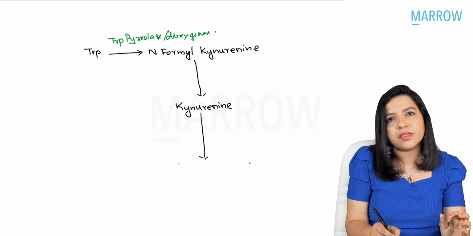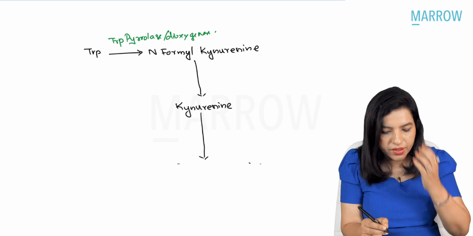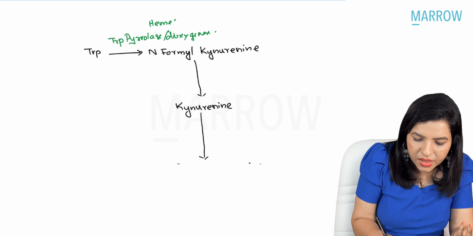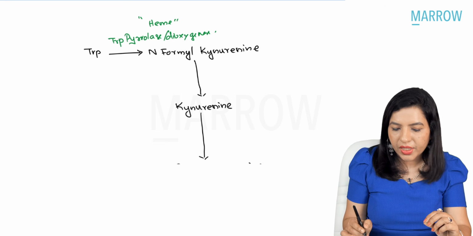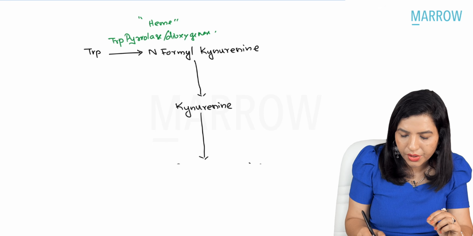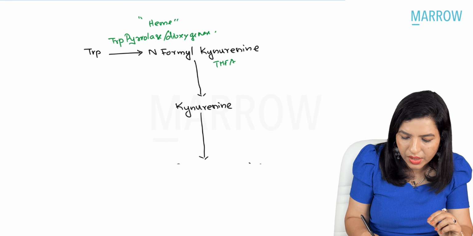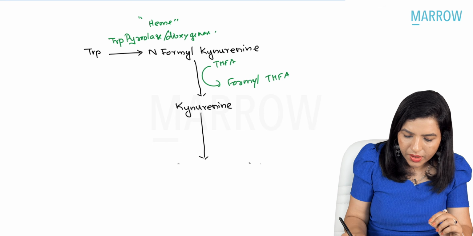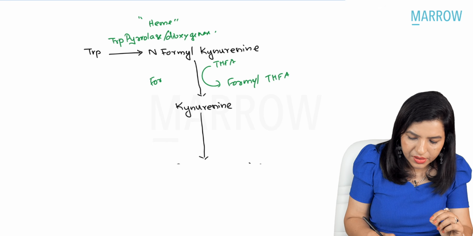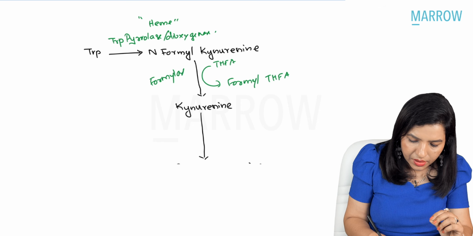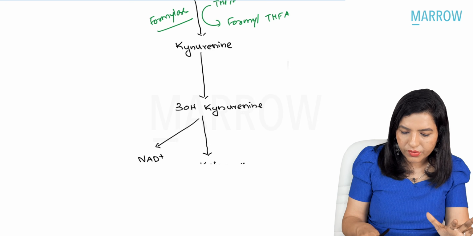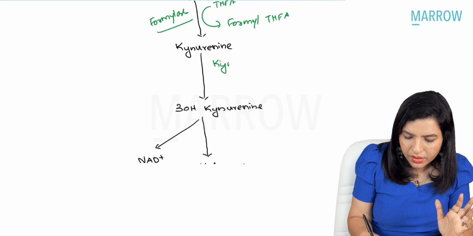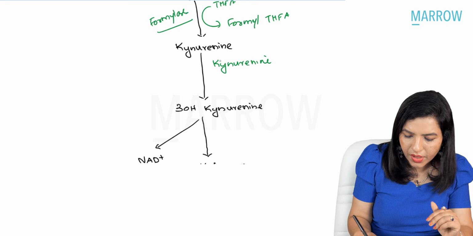Now this enzyme is an iron containing metalloporphyrin. So otherwise we say it's a heme containing enzyme. Now the N-formyl kynurenine is converted to kynurenine. Here the tetrahydrofolic acid will come and it is converted to formyl THFA. The enzyme here is N-formylase, kynurenine formylase. Now this kynurenine is converted to 3-hydroxykynurenine by kynurenine hydroxylase.